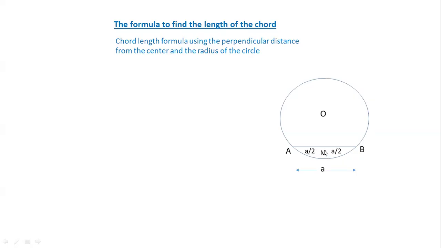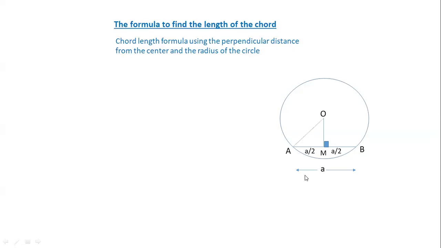Now we join the midpoint of the chord to the center of the circle. When you join them, a line segment joining the midpoint of a chord to the center of the circle is perpendicular to the chord. So this is perpendicular here. That is, the angle is 90 degrees. Clear? If this is 90, this should also be 90.